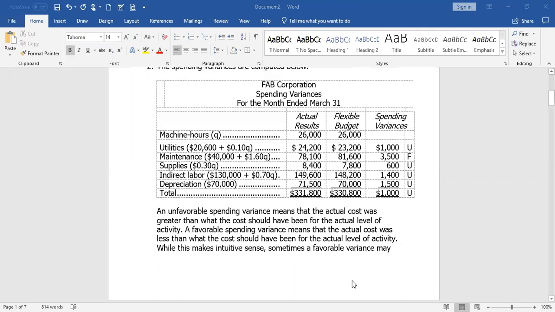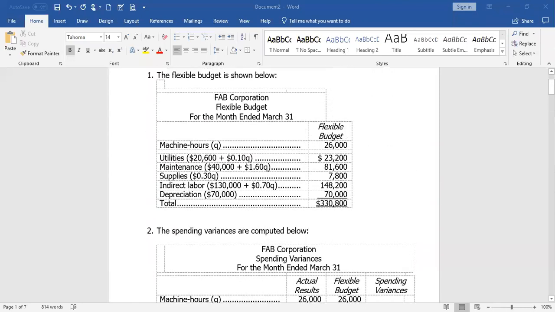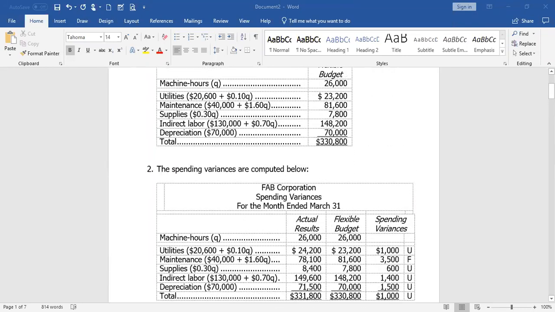While this makes intuitive sense, sometimes a favorable variance may not be good. For example, the rather large favorable variance for maintenance might have resulted from performing less maintenance. Since these variances are fairly large, they should all probably be investigated. Remember, that's what we're doing here, finding items that need to be investigated because of the way the actual spending compares to what the budgeted spending would be. So that is how you would prepare your flexible budget and then a report showing the spending variances.